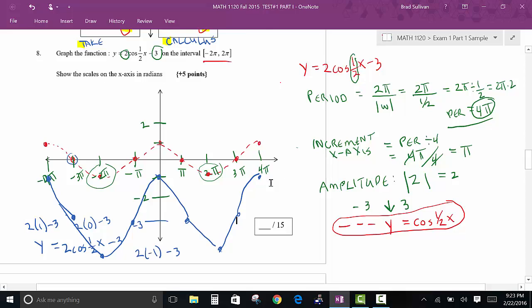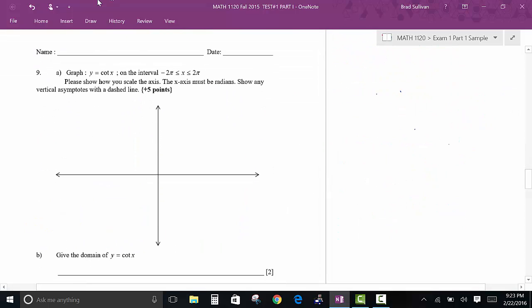Okay, let's do a cotangent graph on number 9. All right, the first thing that you always want to do on this, if you have y equals cotangent of x, we said the period on this is pi. The period of the tangent and cotangent is pi. And when you do the increment of the x-axis, you always still do the same thing. You just take the period and you divide it by 4. So you're going to count these things out.